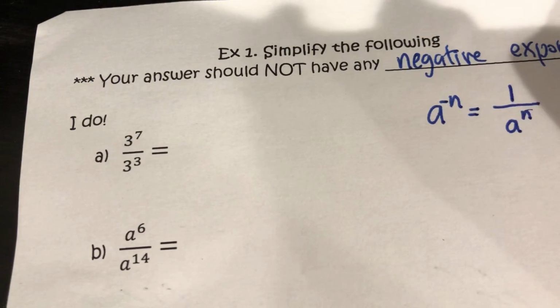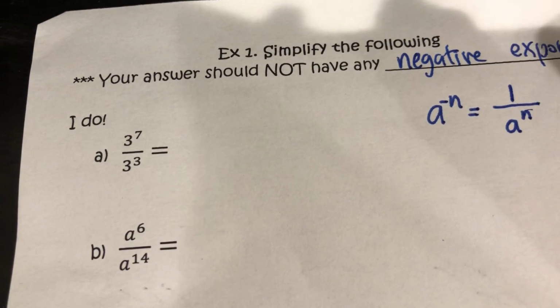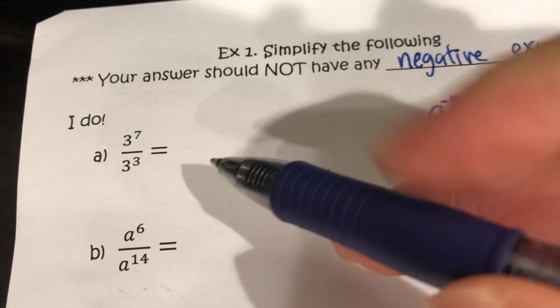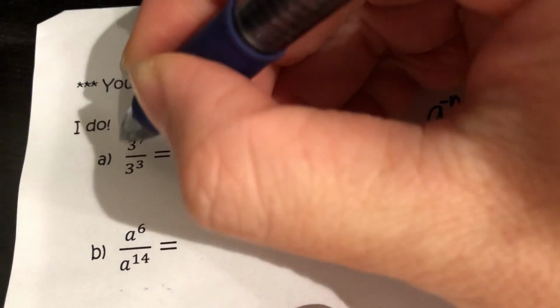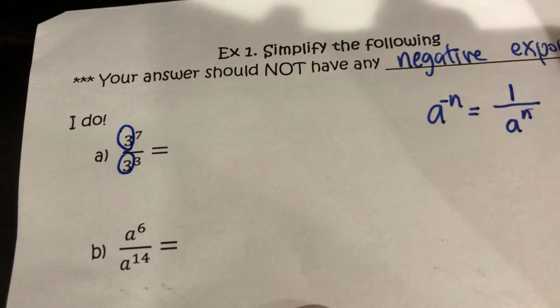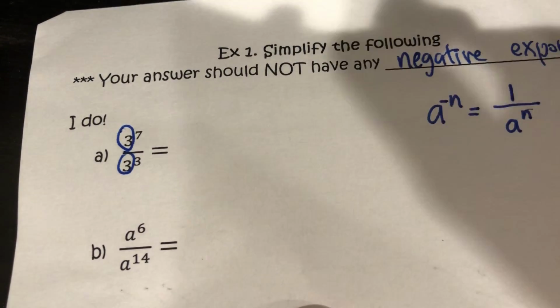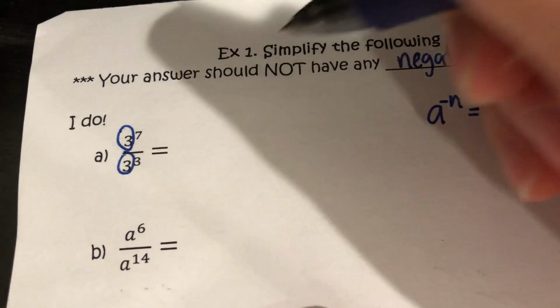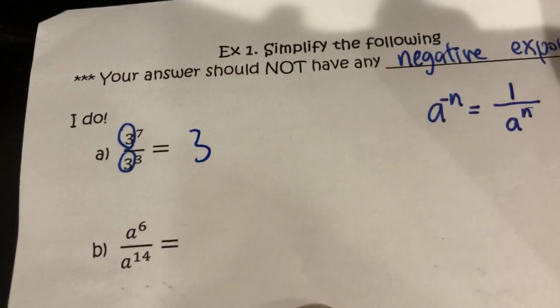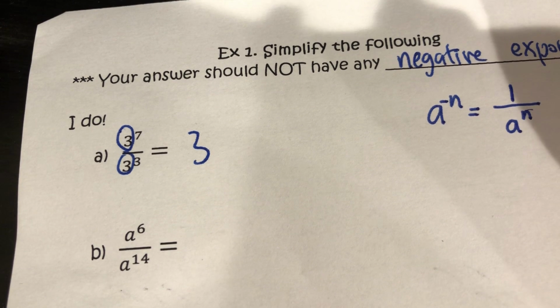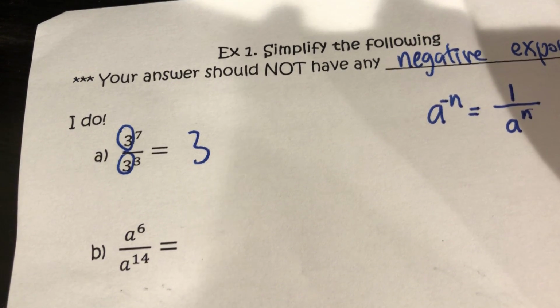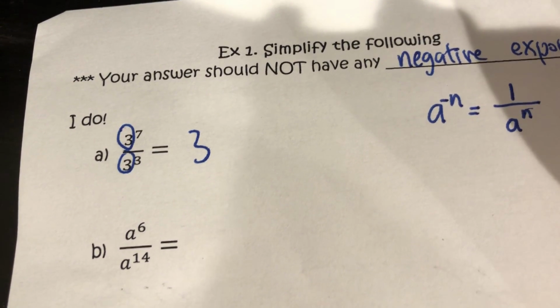Alright, first one. 3 to the 7th over 3 to the 3rd. This looks like one of the examples I went through earlier. So if I'm using the division rule, I need to check: do they have the same base? Okay, base of 3, base of 3. Looks good. I can use the division property. Using the division property means I'm going to subtract. Which one goes first? Is it going to be 3 minus 7 or 7 minus 3?